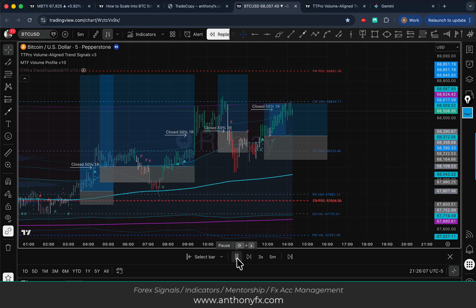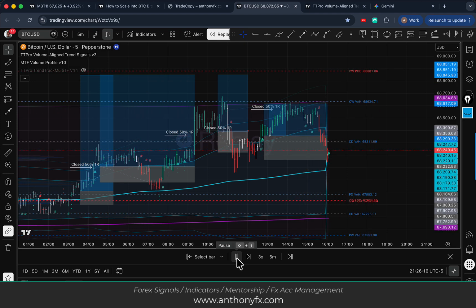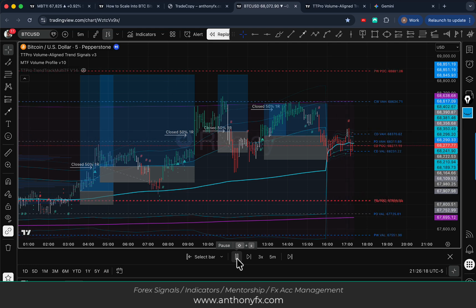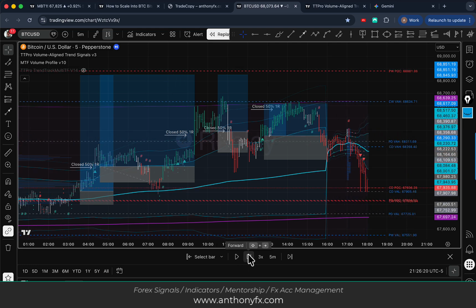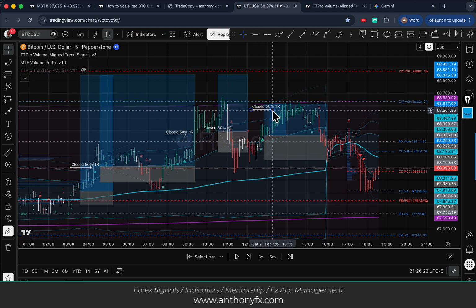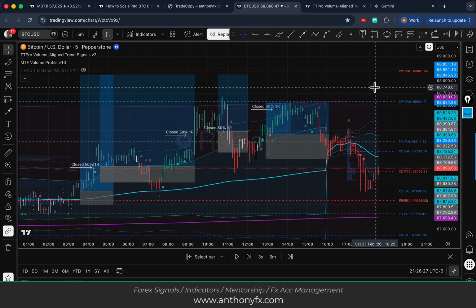At some stage, I think it'll probably turn around, and that's the nature of the beast. All right, so we're still okay. We might have got taken out. There you go. So this trade here, we've actually closed 50%.